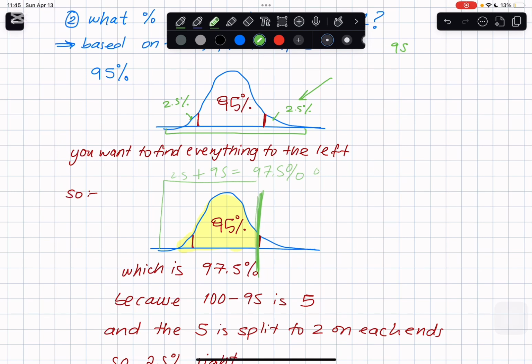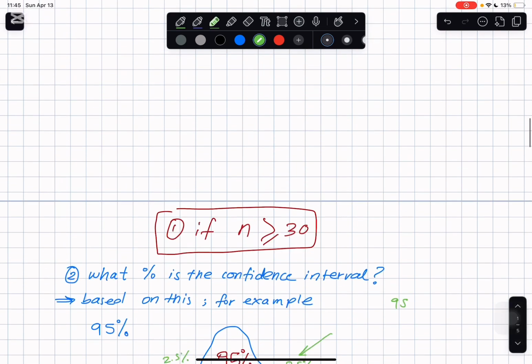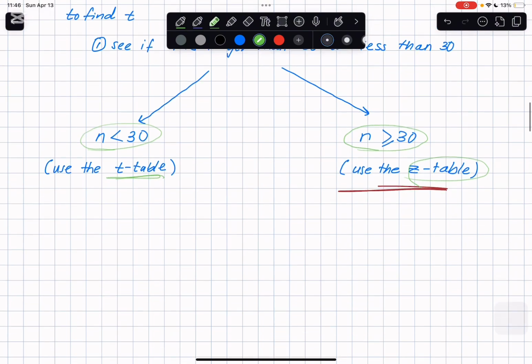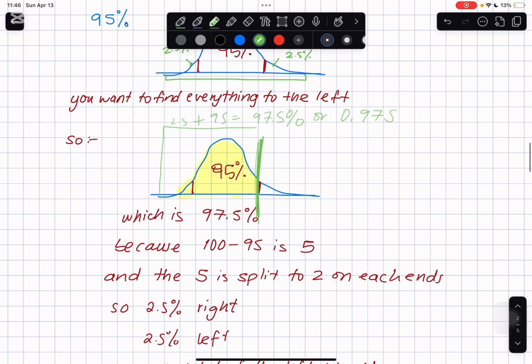The numbers, 0.975. After you get this number, you're going to go to the Z table. Now I forgot to tell you, if the value is above 30 you're going to use the Z table; if the value is below 30 you're going to use the T table. Now what did we say? The value is above 30 and we got 0.975, so we know that the value to the left is 0.975.